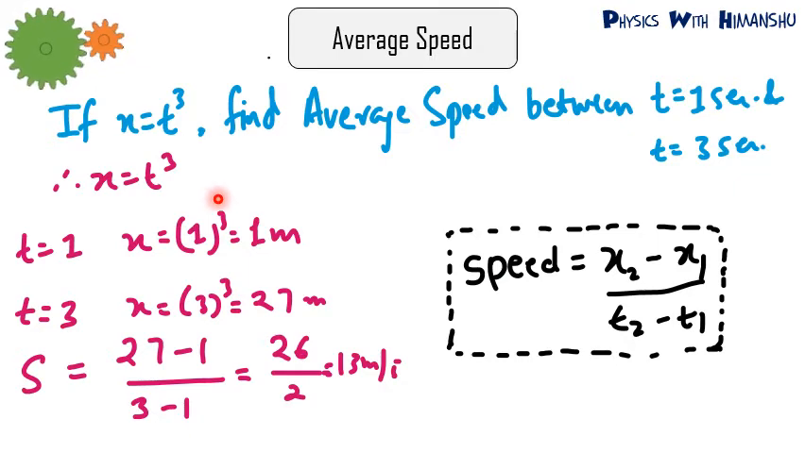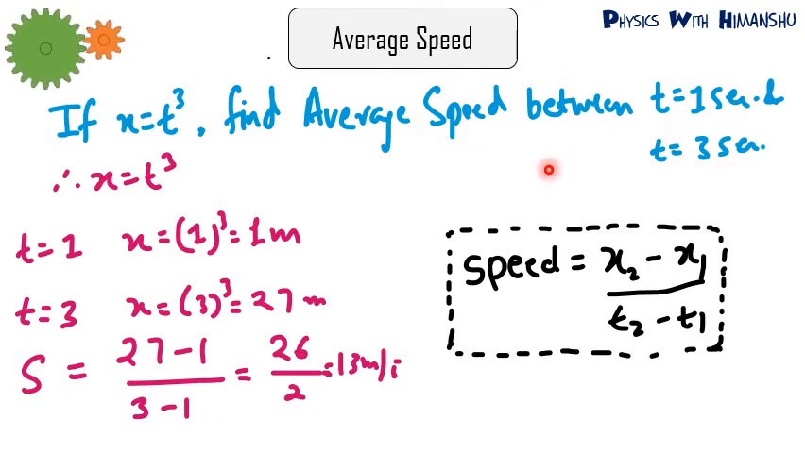Okay, now coming to questions related to mathematics. Suppose we are given that the position of a particle x is t cube. So a person's position depends on time. Find the average speed between time equal to 1 second and time equal to 3 seconds.